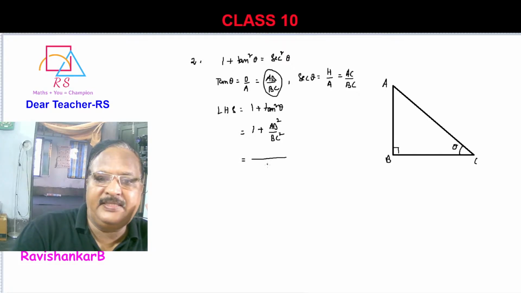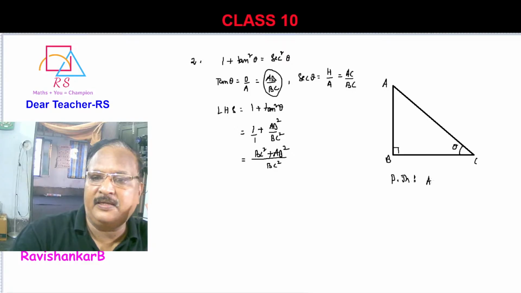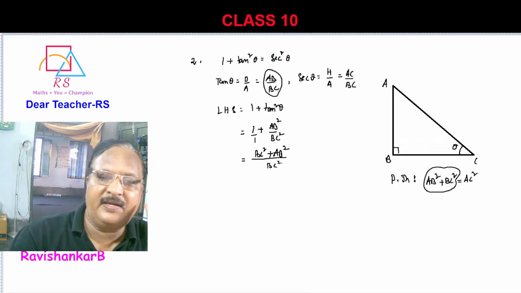Again, BC square is the LCM. So then what happened? BC square plus AB square. So as we know, the Pythagoras theorem says AB square plus BC square is equal to AC square. So in the place of AB square plus BC square, we can write AC square.